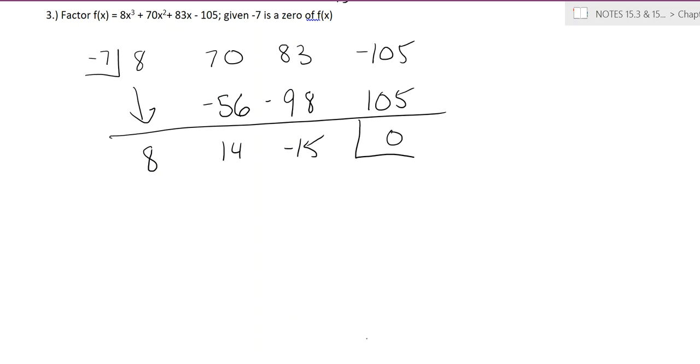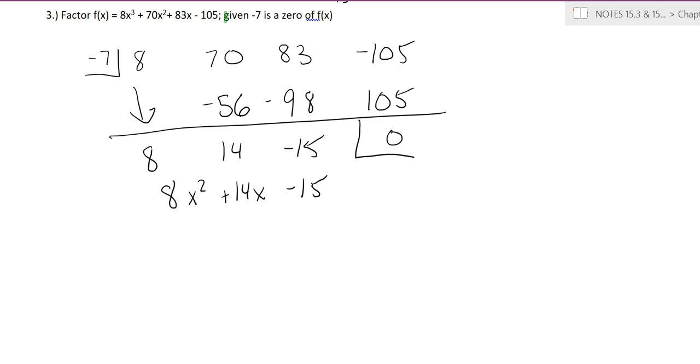Number 3 is going to be one of those examples of why synthetic division is a nice way to factor higher degree polynomials. They actually tell us that -7 is a 0 of the function. So what you're going to do is use synthetic division and break down this polynomial. So go ahead and pause the video. I'll give you a minute to break this one down to find the 0. So what we end up getting is 8x squared plus 14x minus 15.